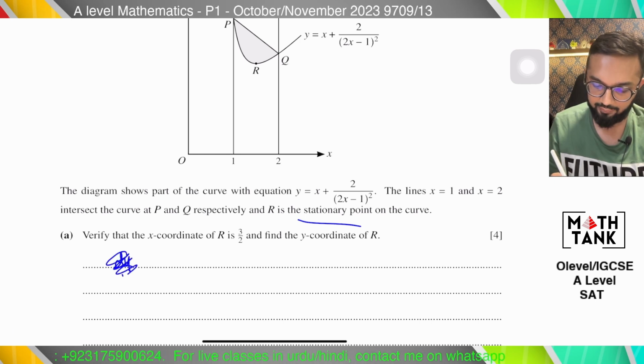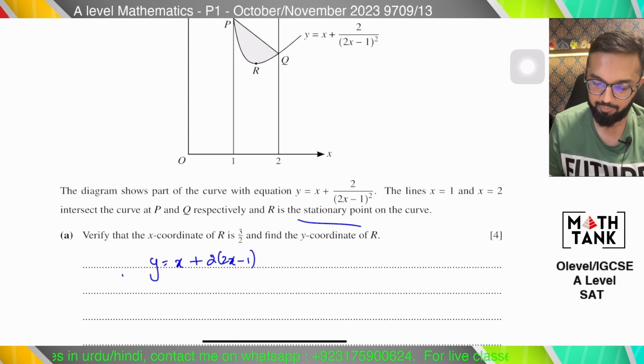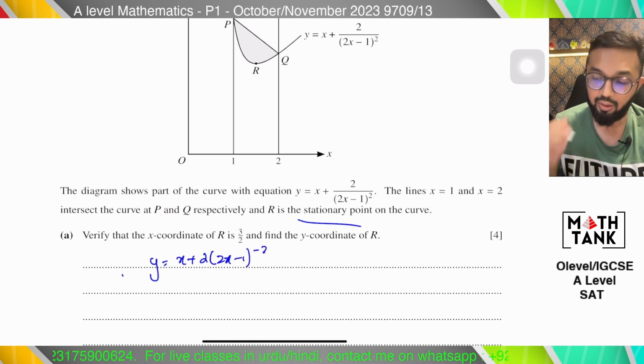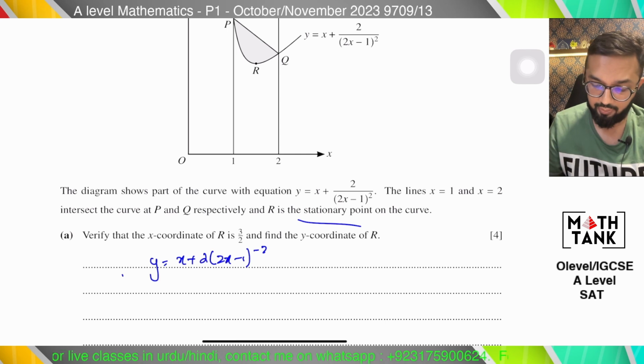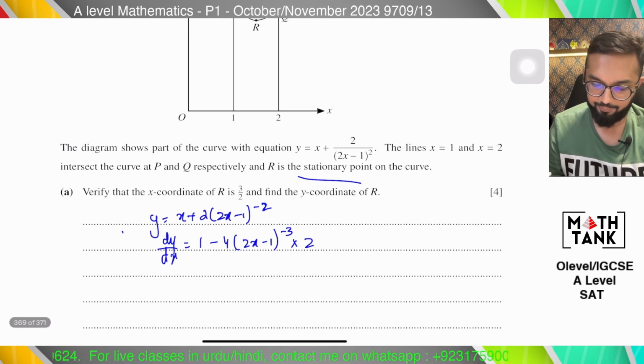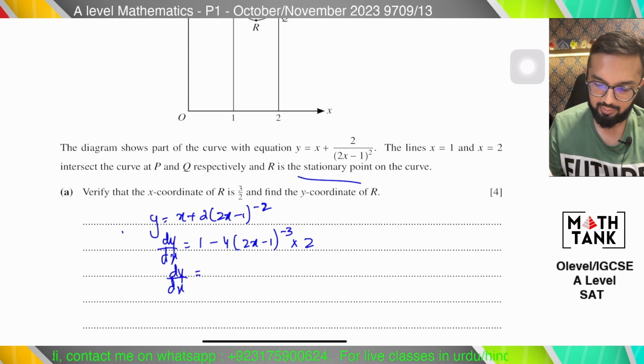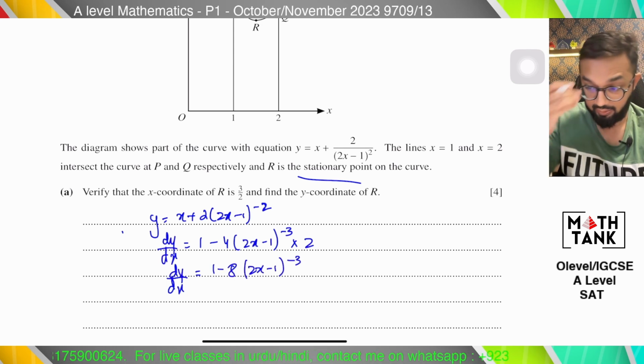So dy by dx, let's first move it. x plus 2 times (2x minus 1) power minus 2. Okay, first I have to differentiate. Let's differentiate this. dy by dx equals 1 minus 4 (2x minus 1) power minus 3 into 2. dy by dx is then 1 minus 8 (2x minus 1) power minus 3.